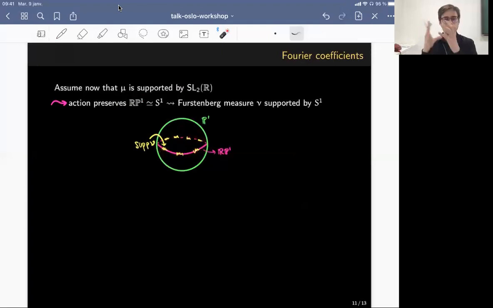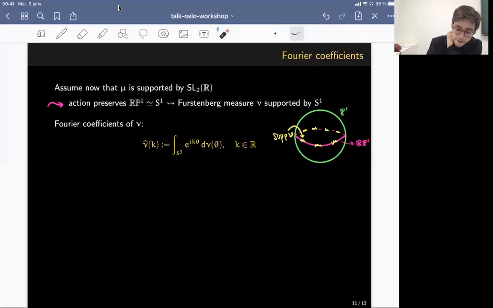If you have a probability measure supported on the circle, you can study its Fourier transform. And the properties of its Fourier transform reflect very fine properties of the measure mu. So we can do the same thing. We have a measure supported on the circle, we can study its Fourier transform. So since the measure is supported on S1, we can define the following function, mu hat, which is the integral of this exponential e^{ikθ} over the circle with respect to the stationary measure. And here, k is a real number.